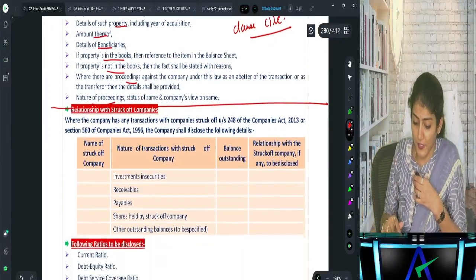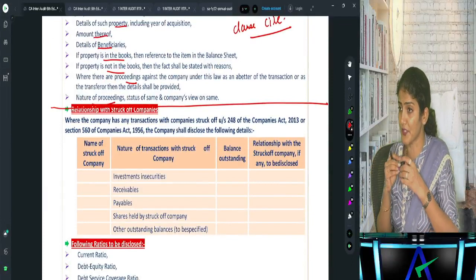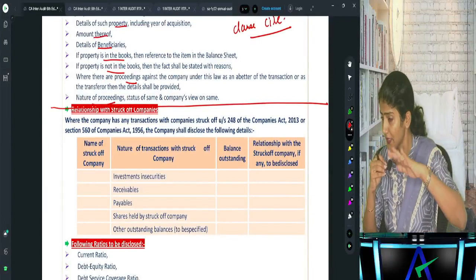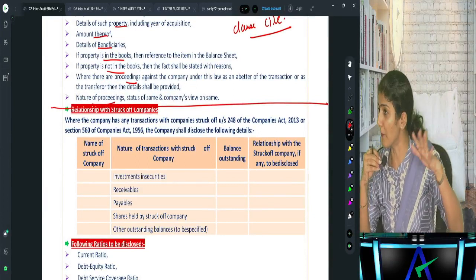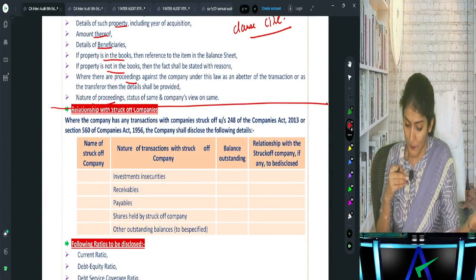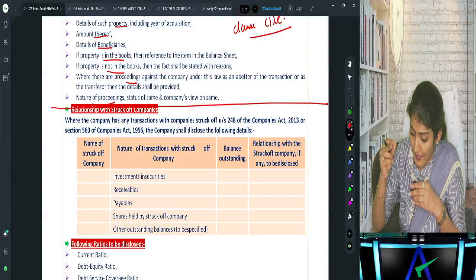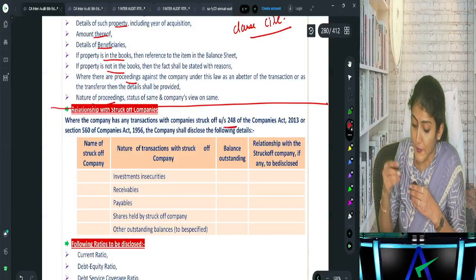Then after that, relationship with the struck off company. Struck off means it has been removed. It's no longer a, more like a liquidated company or something like that, right? Struck off company, so what does it say? Whether there are any transactions with companies which have been struck off.